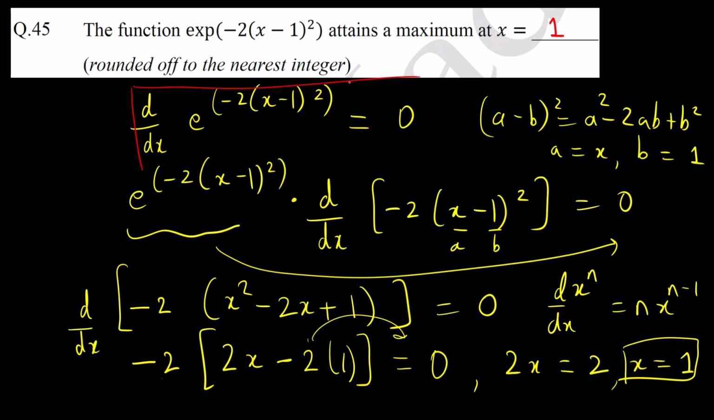We differentiated e raised to x and equated it to 0. Okay, this exponential term was in multiplication, so this we brought to the other side, it became 0. Okay, then this minus 2 is also a constant, so that will also become 0. And 2x is equal to 2. X is 2 divided by 2, that is 1.